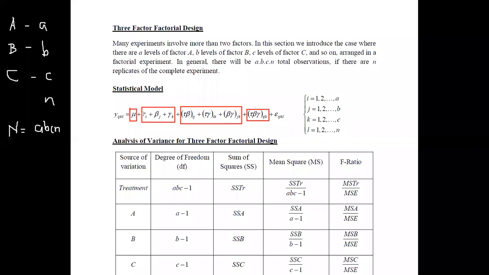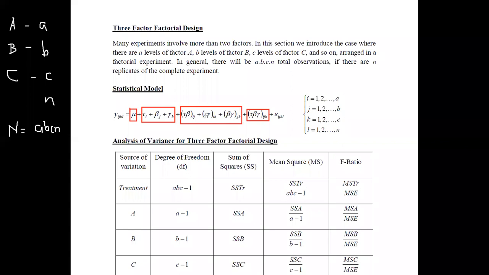Actually, tau i is the effect due to the ith level of factor A. Beta j is the effect of the jth level of factor B, and gamma k is the effect due to the kth level of factor C, and tau beta is the interaction effect coming from factors A and B.